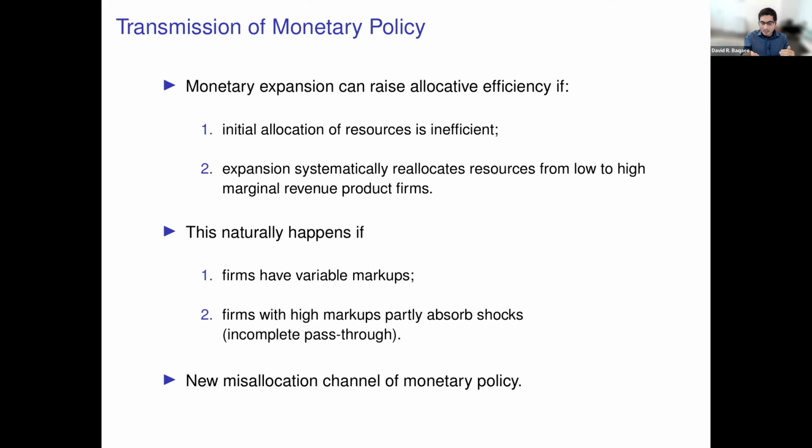And if you have that kind of systematic difference in pass-through, you're going to naturally get the kind of reallocation that I mentioned every time there's a monetary expansion. And so this is going to result in a new channel by which monetary policy can affect the real economy.